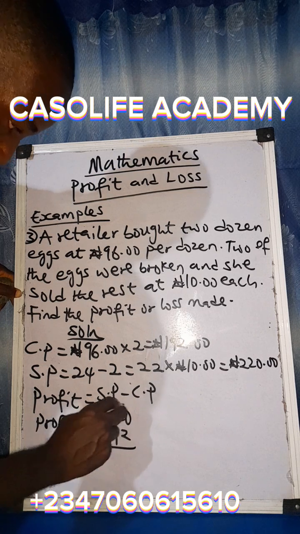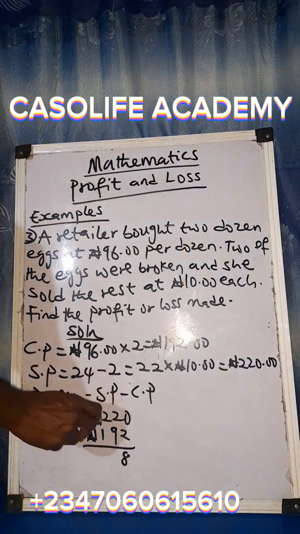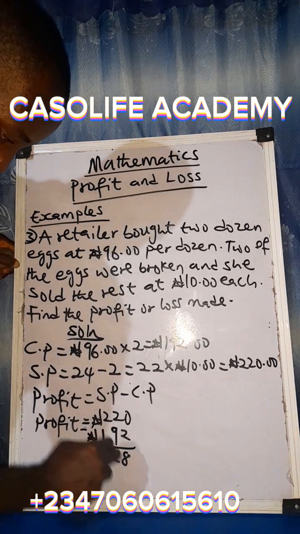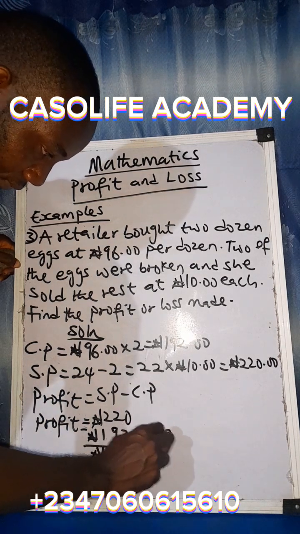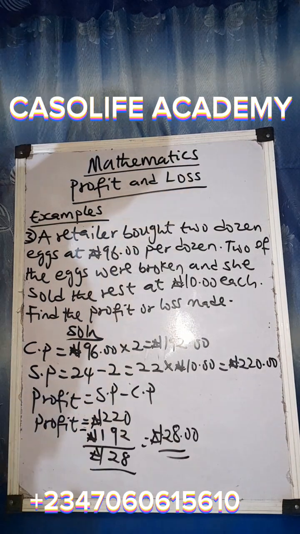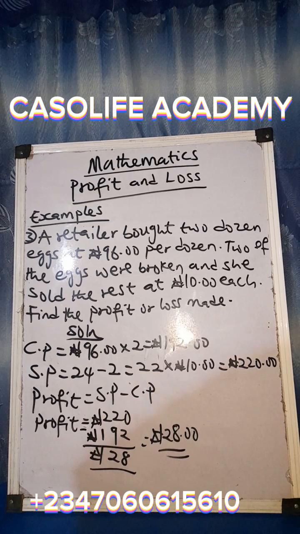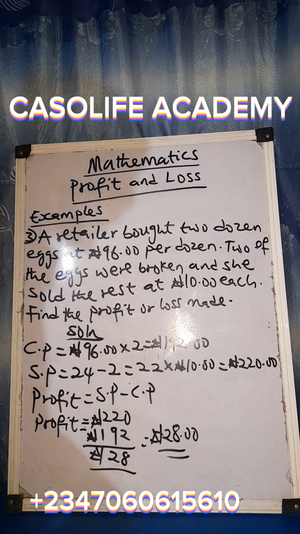192 naira. So here we borrow 1, add here becomes 2. We are left with 1 there, so we borrow 1 from these 2, add there becomes 11. 11 minus 9 will give us 2. Here is 0, so we neglect that. So we now have 28 naira. Automatically she made a profit of 28 naira. So this is how to solve profit and loss.